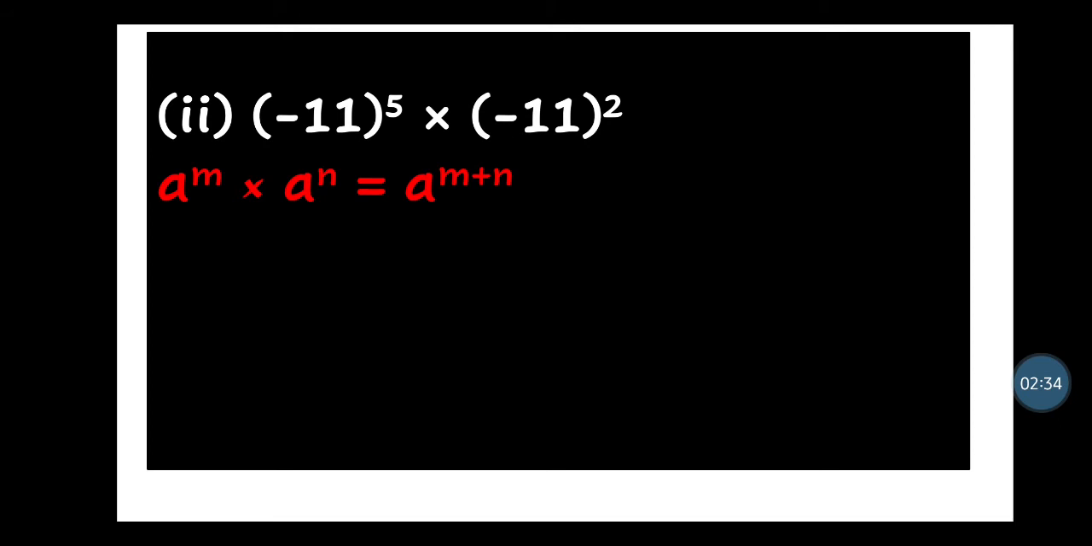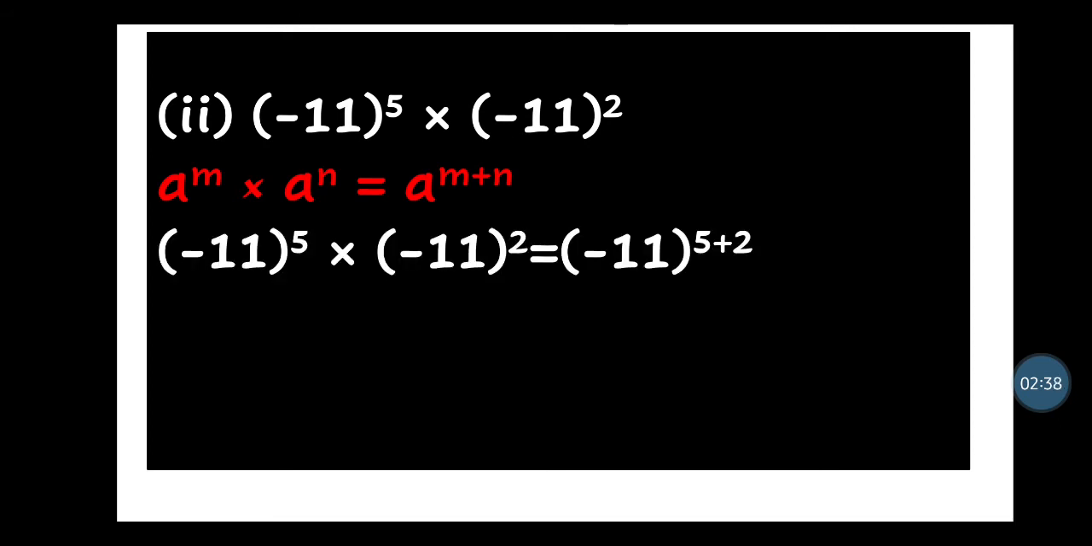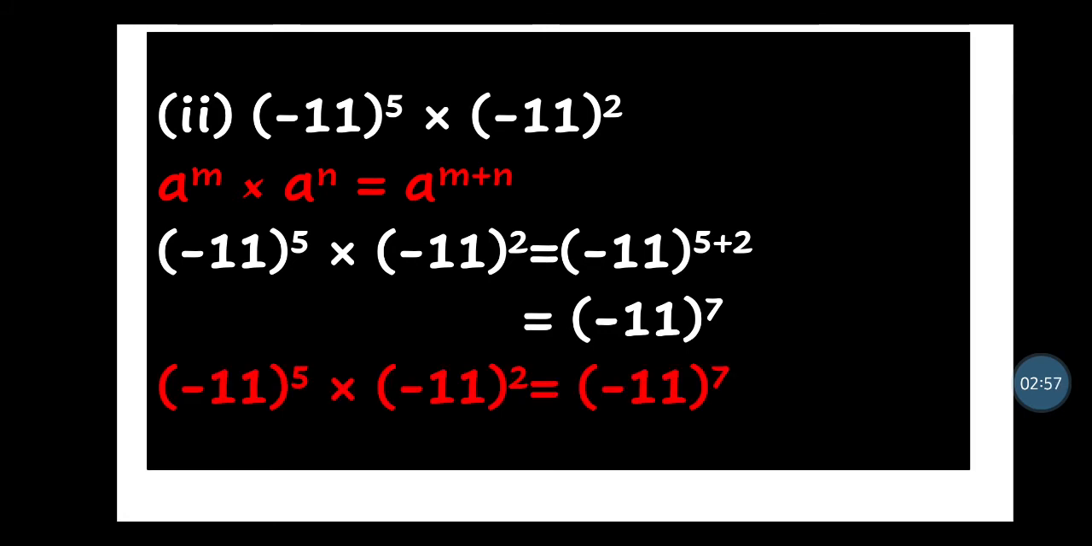Let us substitute the values in the rule, that is minus 11 raised to 5 into minus 11 raised to 2 is equal to minus 11 raised to 5 plus 2. So we will get minus 11 raised to 7. Final answer. Minus 11 raised to 5 into minus 11 raised to 2 is equal to minus 11 raised to 7.